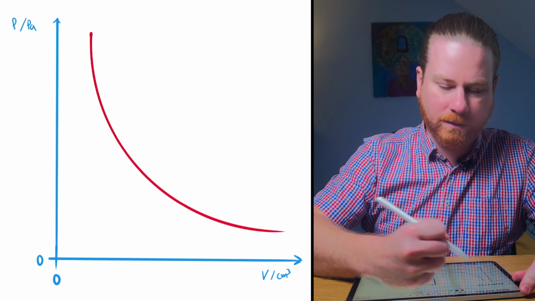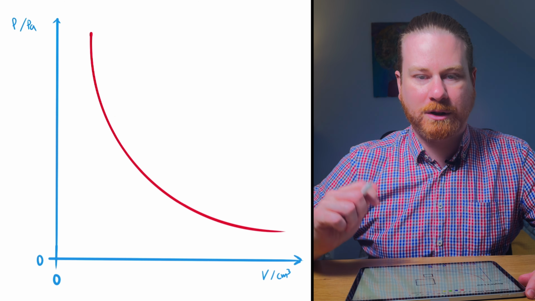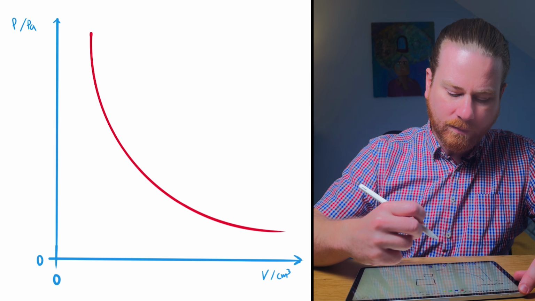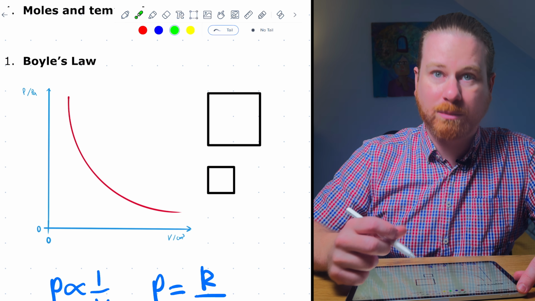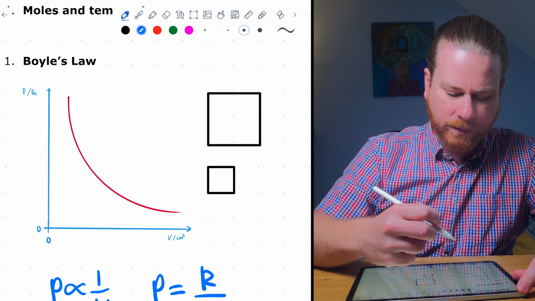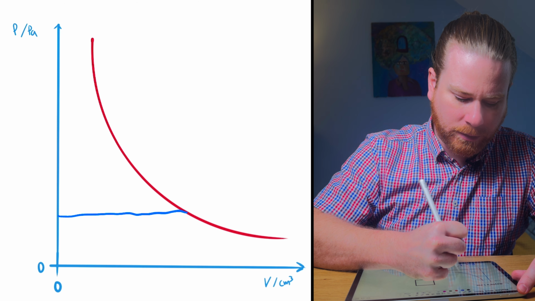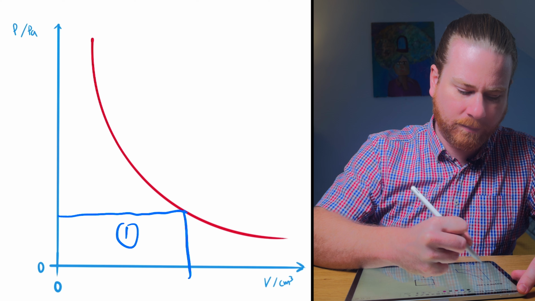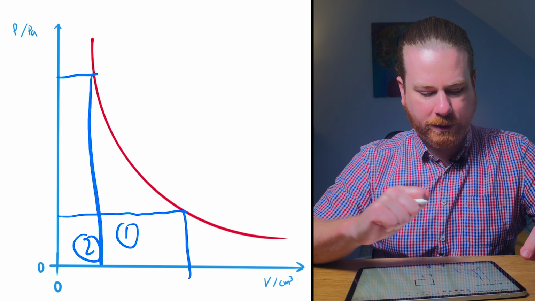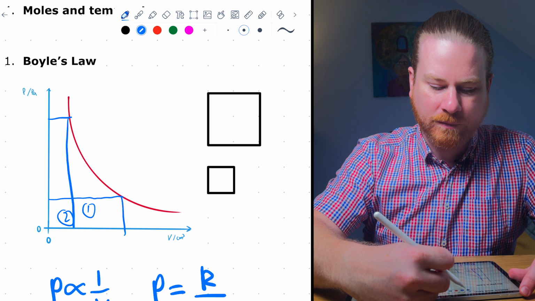If you're not that happy with maths, this is what an inversely proportional relationship looks like. Basically, if we double the pressure, then the volume is halved. So let's say we have pressure 1 and pressure 2, although this is not exactly right, but we are doubling the pressure. We can see the volume is going down by quite a bit.